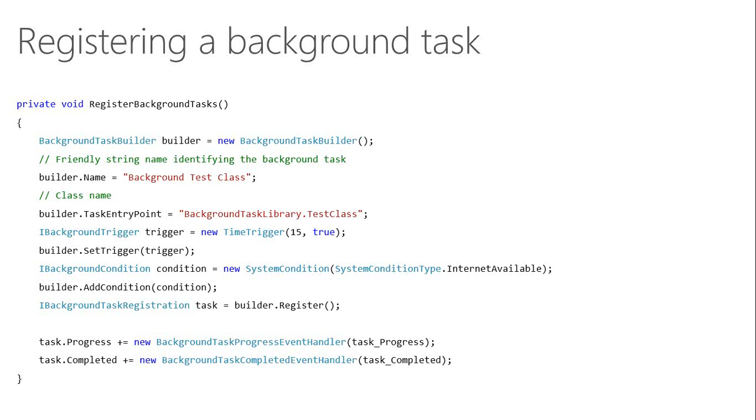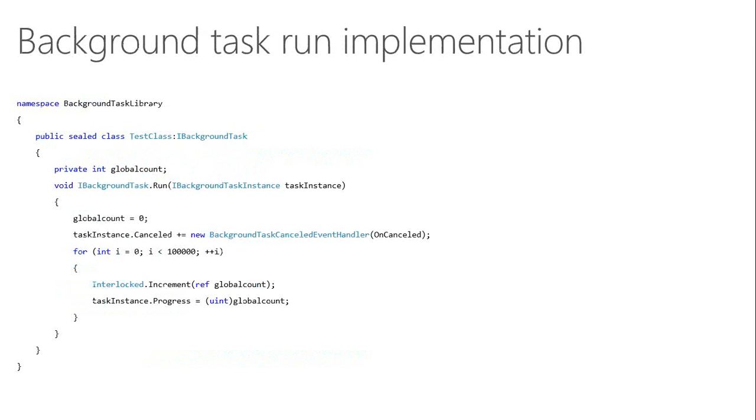Let's look at this slide which has some code on it. The first line in the method is the background task builder. This class is a builder object which asks for the name, the class name, the trigger, the entry point, and the conditions. Also, there are task.progress and task.completed handlers. In case you want to show the progress of the background task, you can do so by using the task.progress handler. And if you want to notify the user after the background task is completed, you can do so by using the task.completed handler. So this is how you register for a background task.